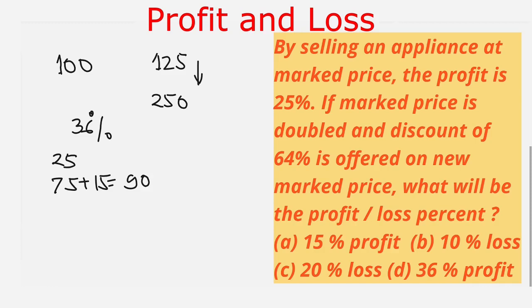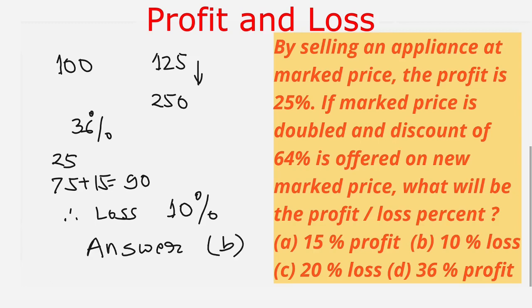Now our cost price was 100 and our selling price is 90. Therefore, loss is 10 and 10 on 100 is 10%. This way we can solve it orally. Now I have written it so that you can understand what exactly I have done while solving orally. So this is the loss of 10%. And from the given options, our answer is option B, 10% loss.